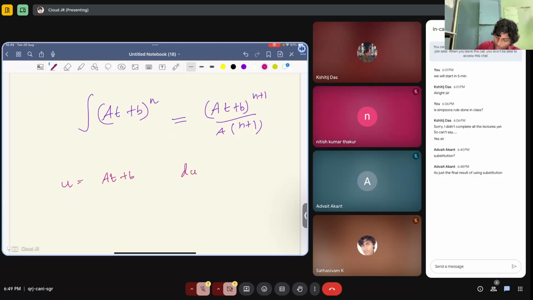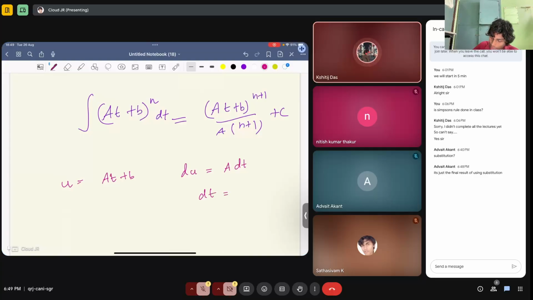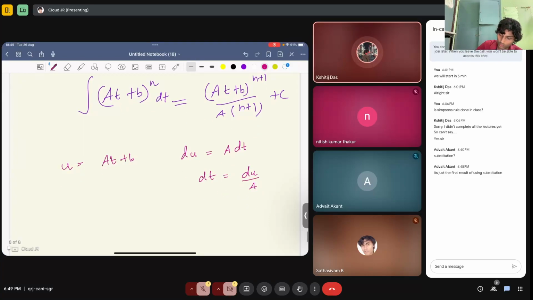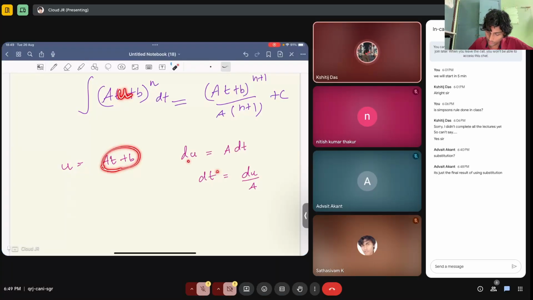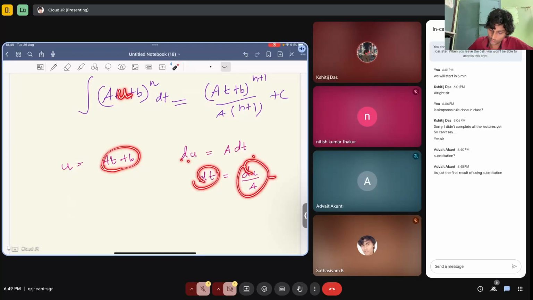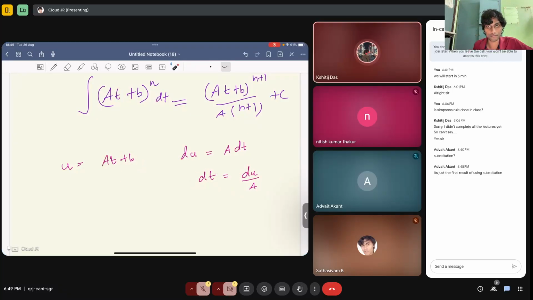Now you will get du equal to a dt. So that means, sorry, here I have to write a dt. So you get dt is du by a, right? So it's basically the last step of the substitution. Now instead of this you are substituting u, and instead of dt, you are substituting this term here. So they are the same thing.